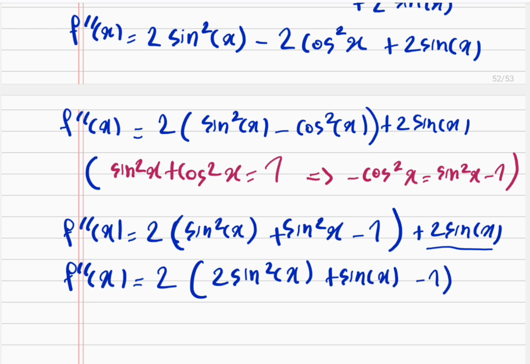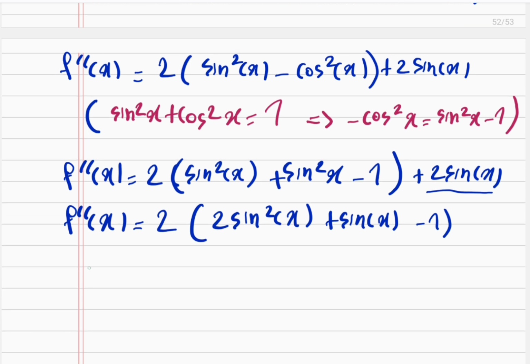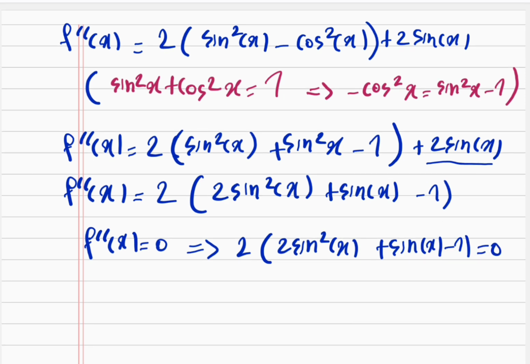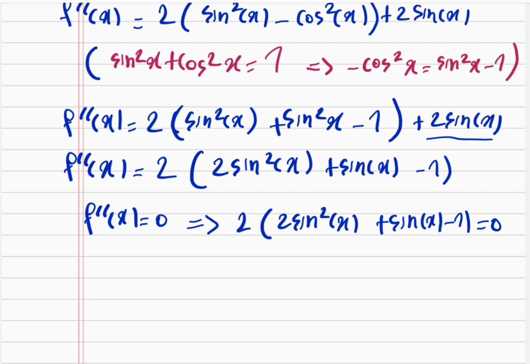Okay, now this is in a very nice form, and we are in a position to solve f double dash x is equal to 0. So by doing so, we are going to have 2 times 2 sine squared x plus sine x minus 1 is equal to 0. So we can divide both sides by 2 and get rid of this 2, which is the coefficient outside the bracket.